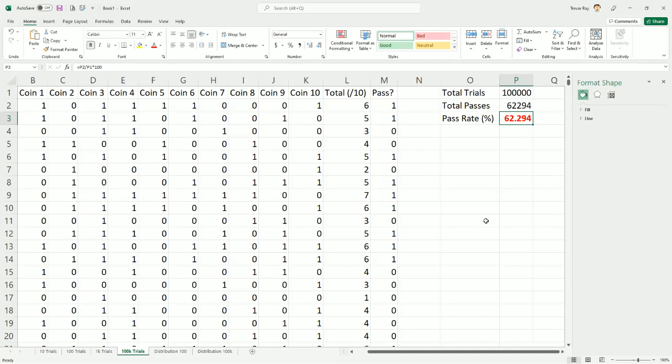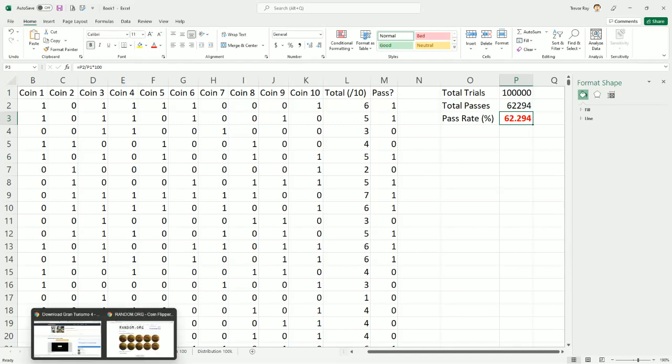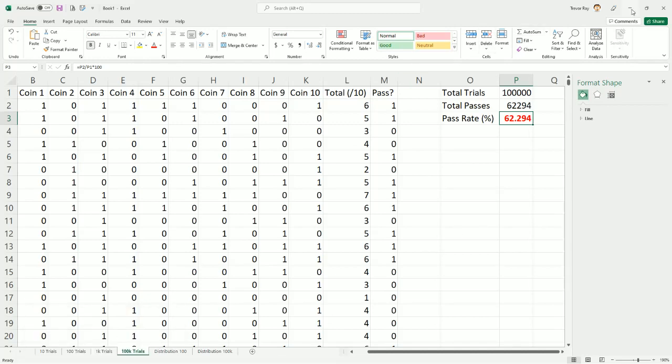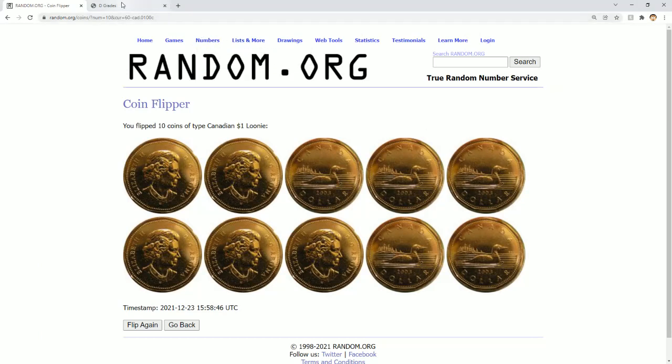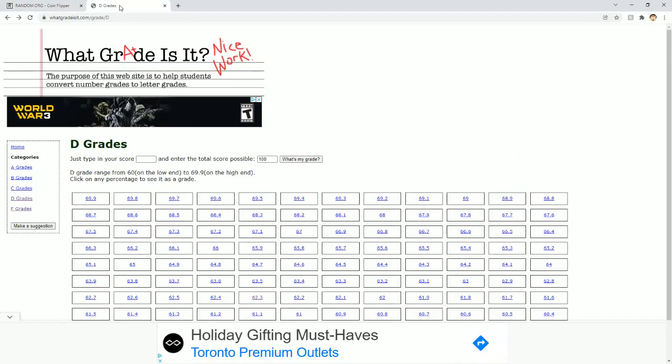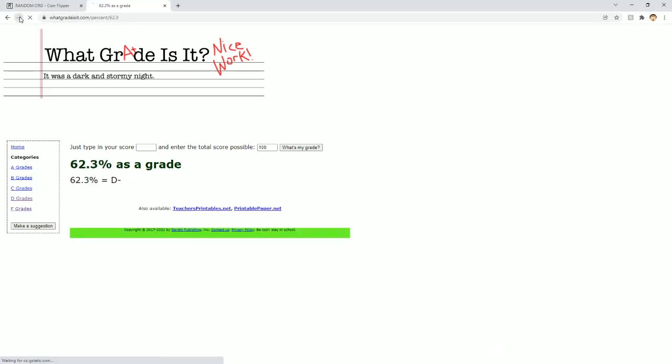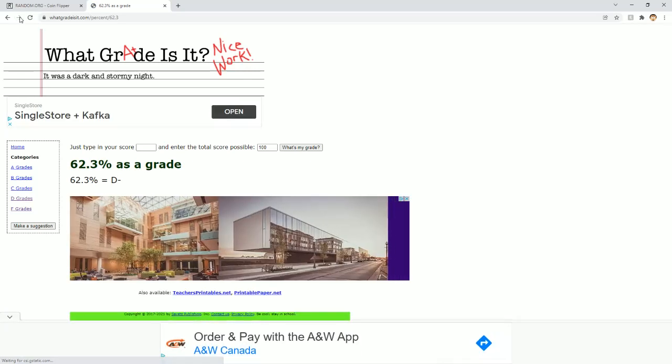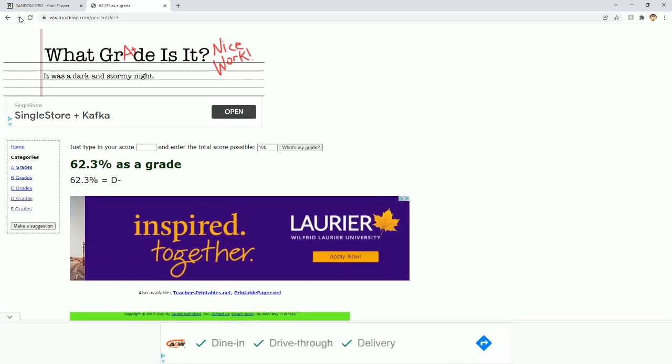And I'm going to reveal a little secret now. I'm going to go back to my web page. And you remember over here, for an unknown reason, I put down D grades. These are all the grades that would result in a D. And I already clicked on one just to give you something here. And the number is actually my prediction. My prediction was 62.3% would be a passing grade.